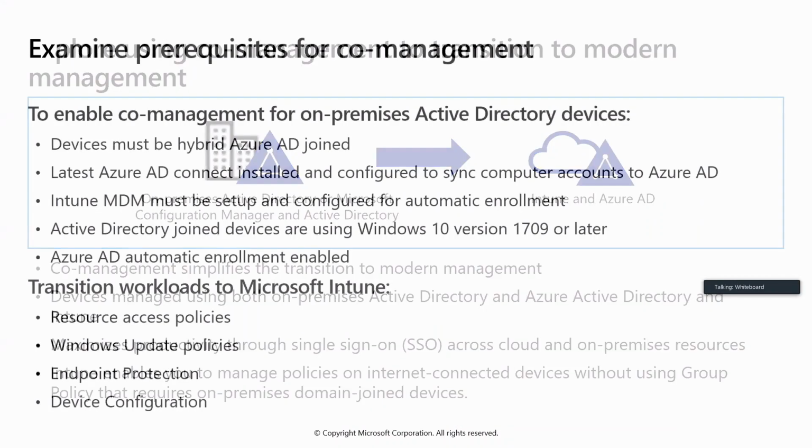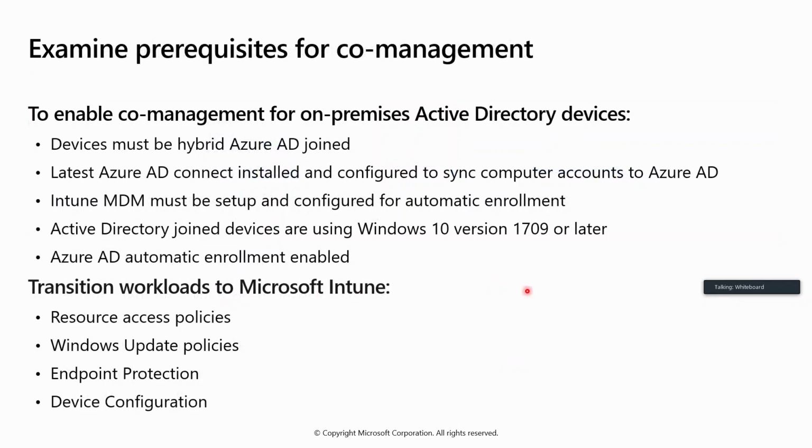You enable co-management for on-premises Active Directory devices. So the devices must be hybrid Azure AD joined. We need the latest version of Azure AD Connect installed and configured to sync computer accounts to Azure AD. Intune MDM must be set up and configured for automatic enrollment.